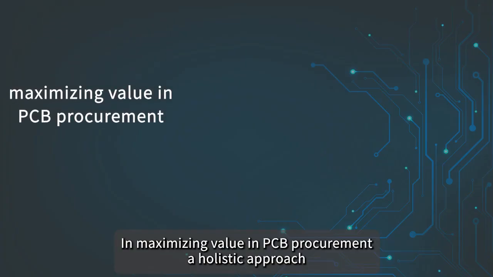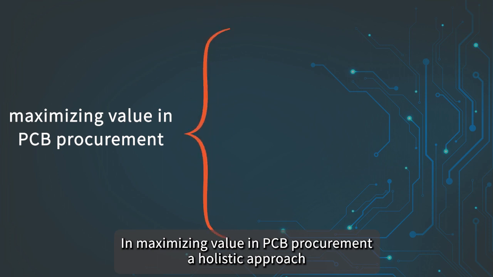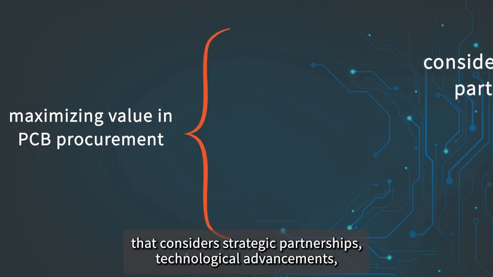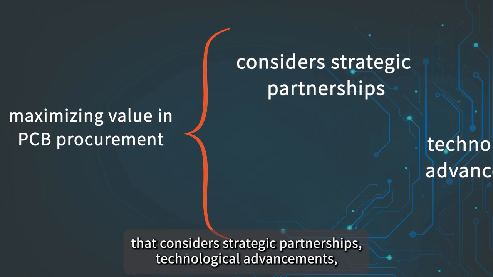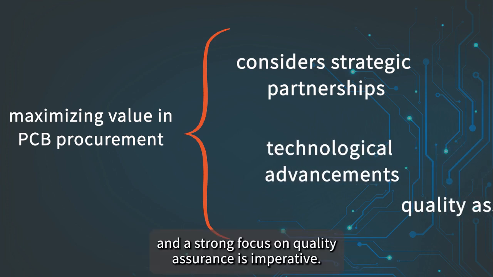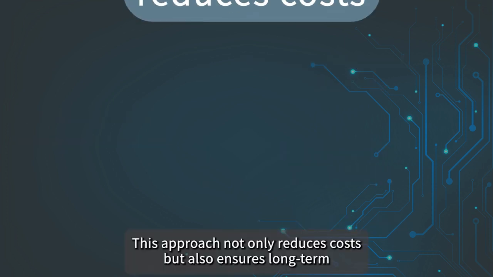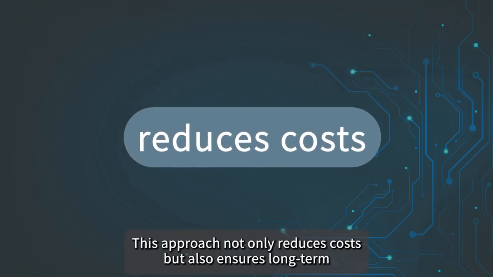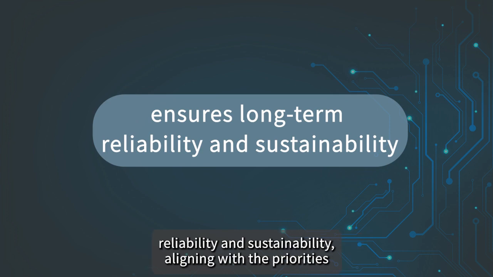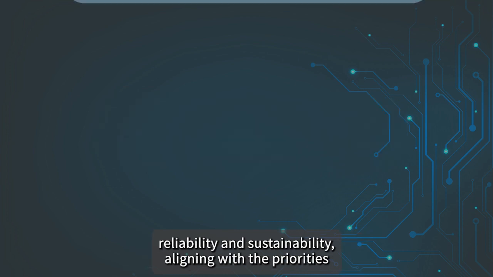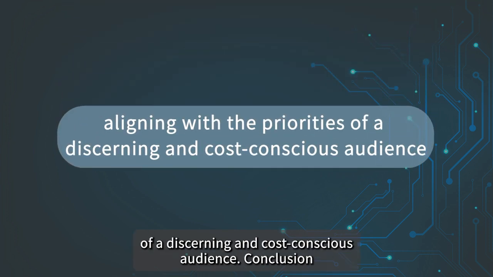In maximizing value in PCB procurement, a holistic approach that considers strategic partnerships, technological advancements, and a strong focus on quality assurance is imperative. This approach not only reduces costs but also ensures long-term reliability and sustainability, aligning with the priorities of a discerning and cost-conscious audience.